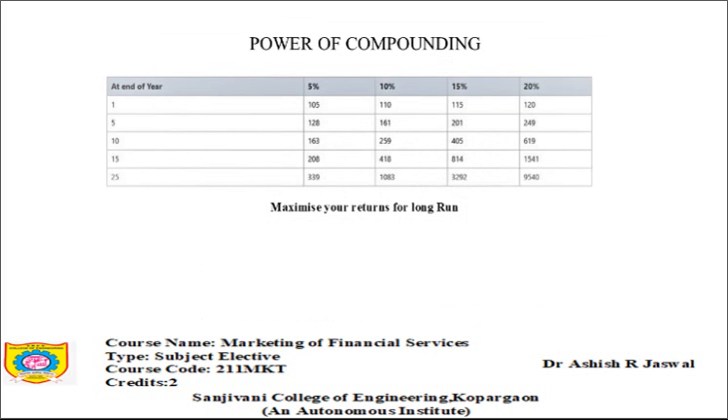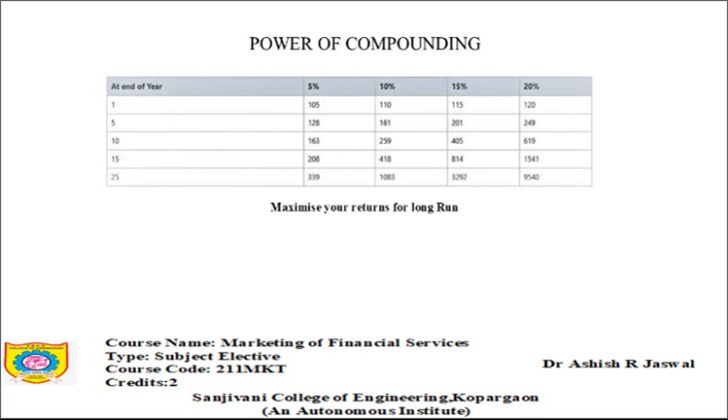Similarly, let us try to understand the power of compounding. If you look, there are 4 columns given: one is the end of the year, the second is at 5% rate of interest, then 10%, 15% and 20%. At the end of 1 year, if you look at the first row, at a 5% rate of return, compounding will take it to 105 rupees, similarly 120 for the 20% slab, but at the end of 25 years it will be 339 for 5% and 9540 for 20%.